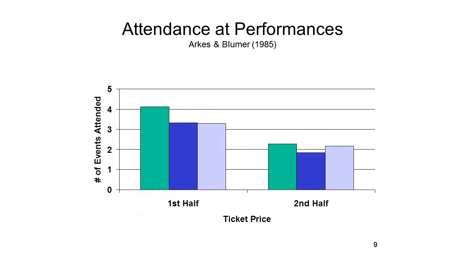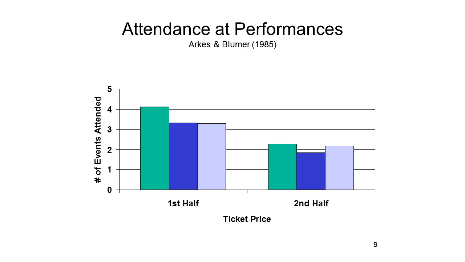The season's tickets were for 10 performances, 5 in the fall and 5 in the spring. Arkus and Bloomer focused on the first half of the season because they figured that a lot of things could come up that might prevent people from going to performances in the second half. But people would more likely have their plans in place for the first half. In fact, customers who paid full price for their subscription were much more likely to attend the events than those who had gotten the discount.